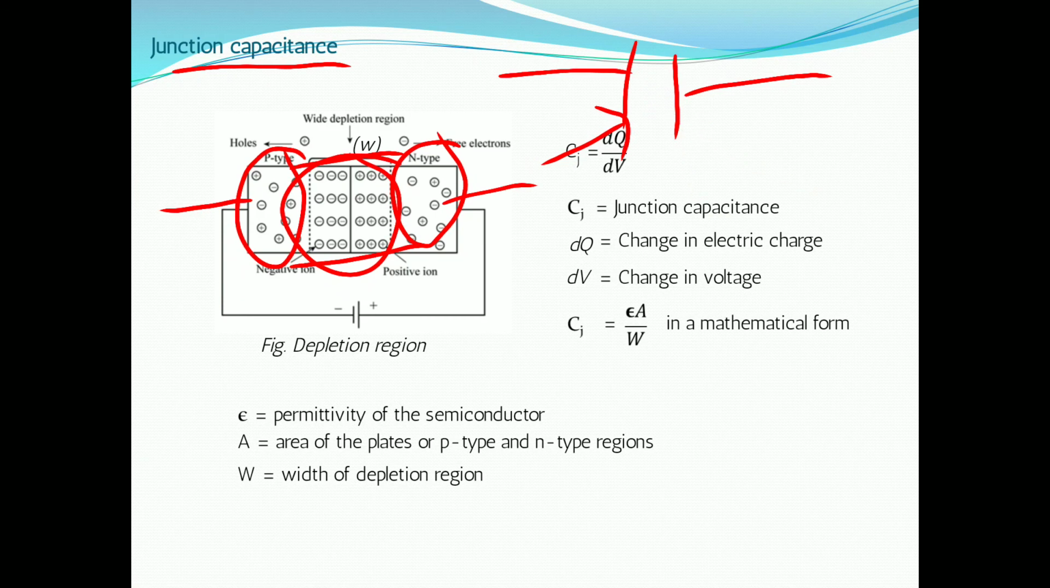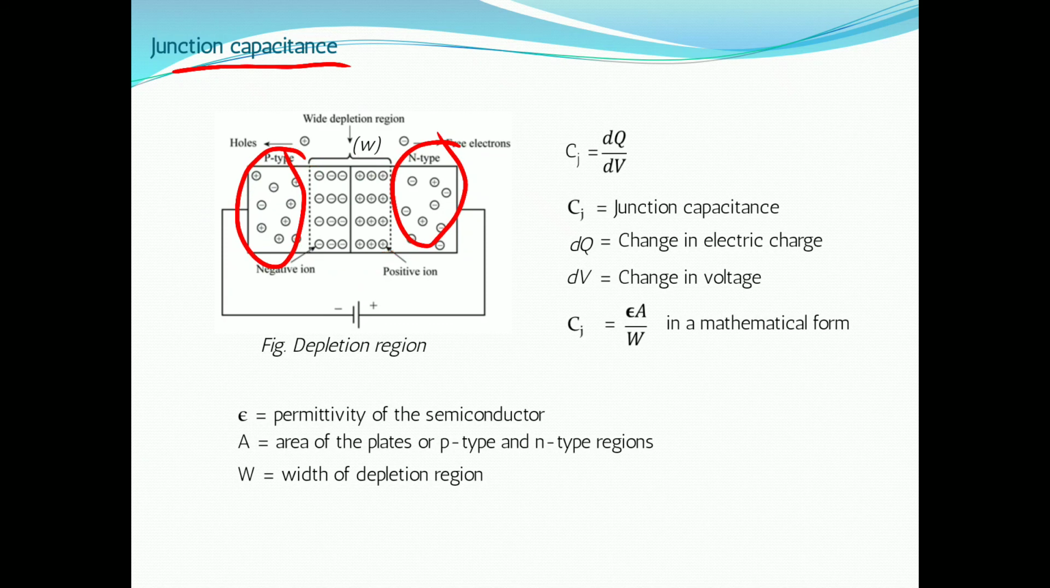Similarly, a diode can be termed as a capacitor when the positive and negative ions are separated by these P and N, these two parallel plates. So there is a capacitance, and this is given as junction capacitance, which is equal to dq by dV, where Cj is the junction capacitance, dq is the change in electric charge, and dV is the change in voltage.